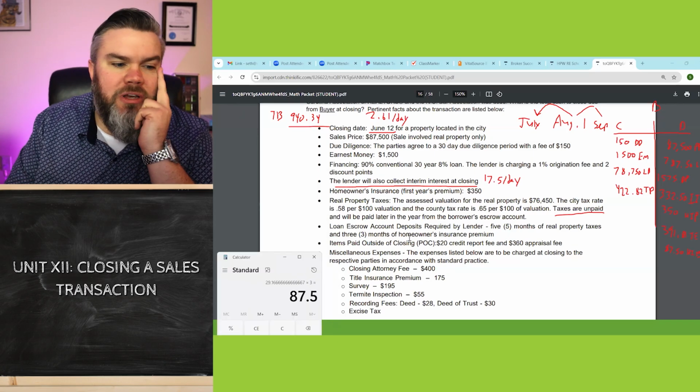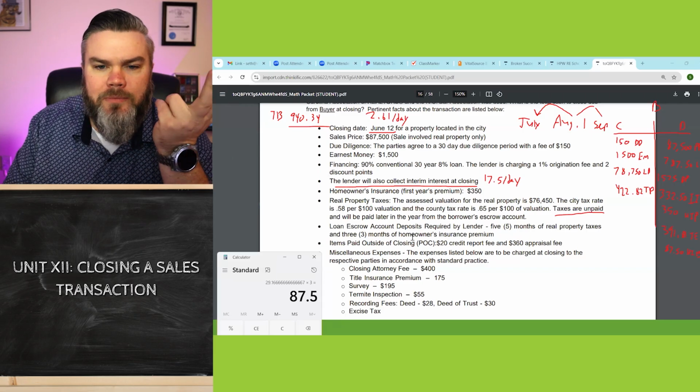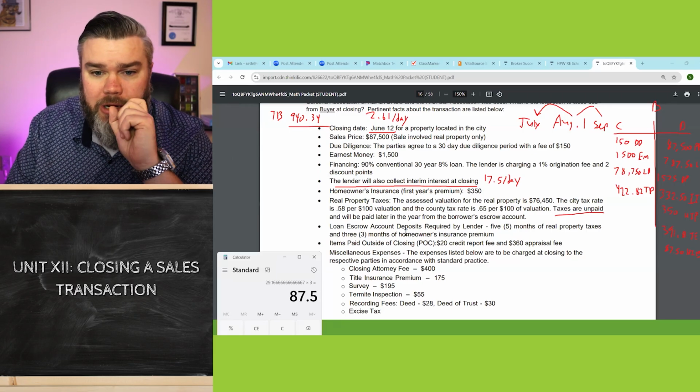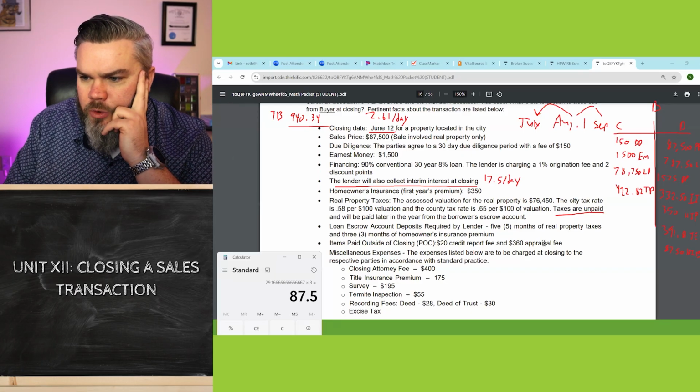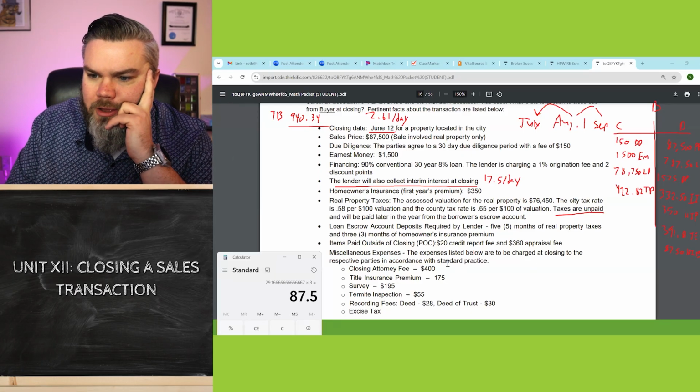Items paid outside of closing. Folks, things paid outside of closing are not going to change your numbers. Do not plug them in here, okay? Paid outside of closing means it's already been paid. So I can ignore this. It's not going to change my math.